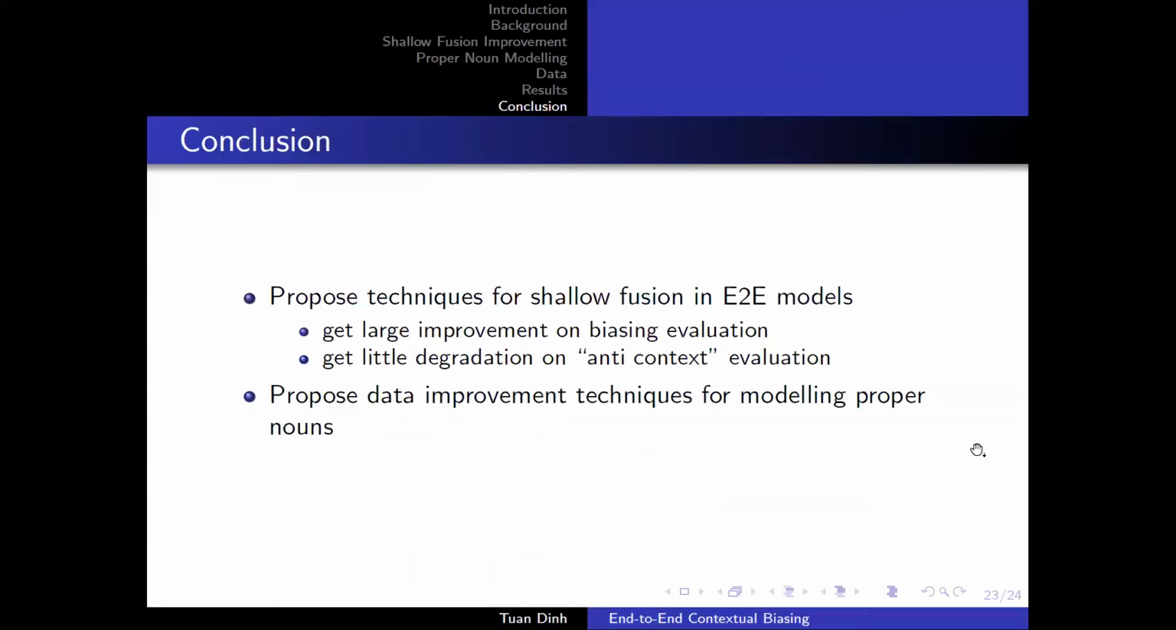In conclusion, this paper proposes shallow fusion improvement for contextual biasing in end-to-end models. It gets large improvement on biasing evaluation and gets little degradation on anti-context evaluation. The paper also proposes data creation techniques for improving the coverage of proper nouns for RNN-T models.